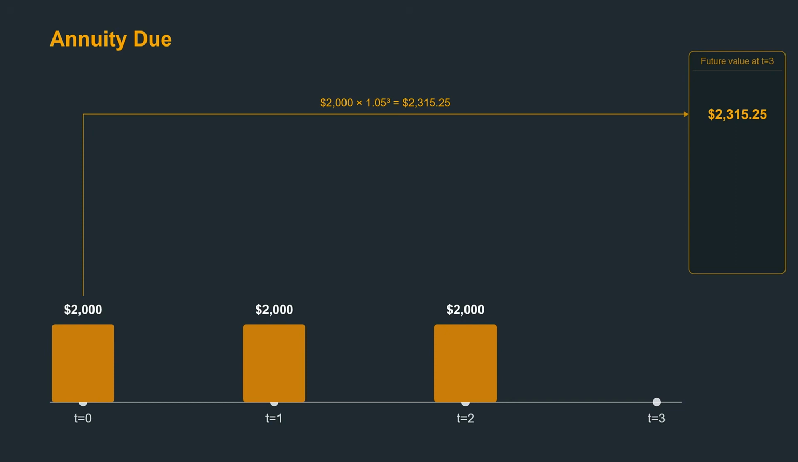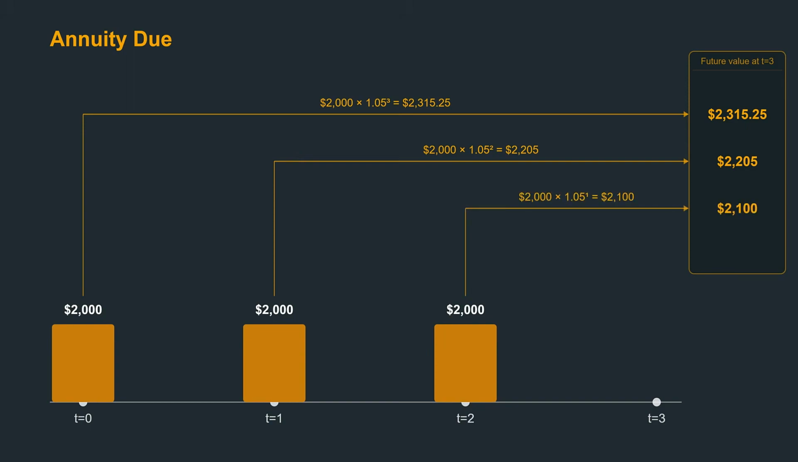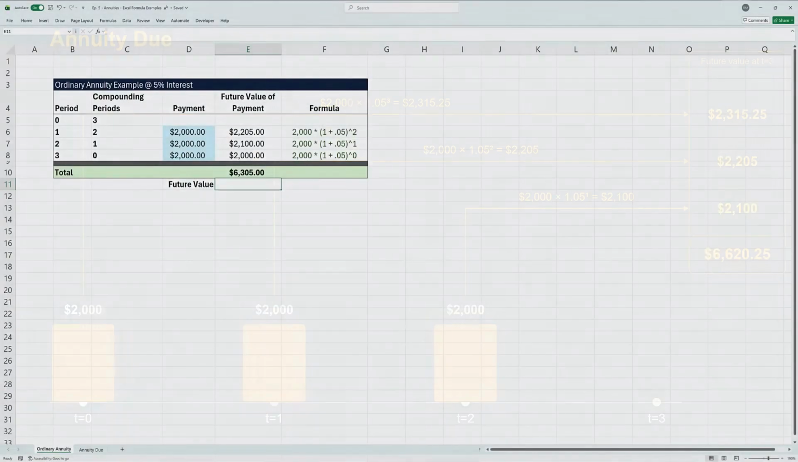$2,315.25. The payment made at t equals 1 compounds for 2 periods, resulting in $2,205. And the payment made at t equals 2 compounds for 1 period, giving $2,100. Summing these values produces a future value of $6,620.25 for the annuity due. And the manual approach works fine for 3 payments. And with a spreadsheet like we see here in Excel, we could easily extend this to many more periods.